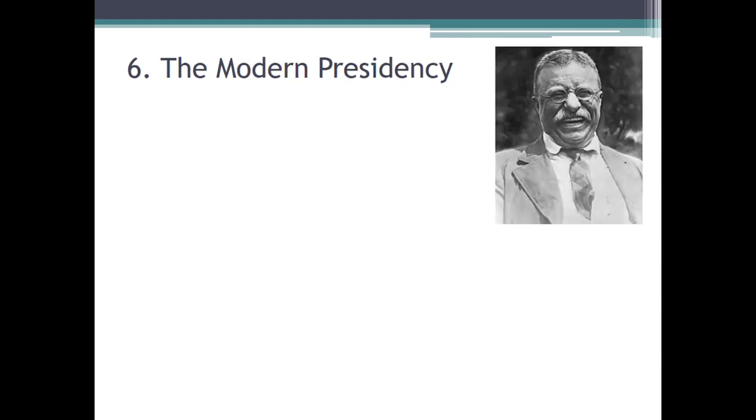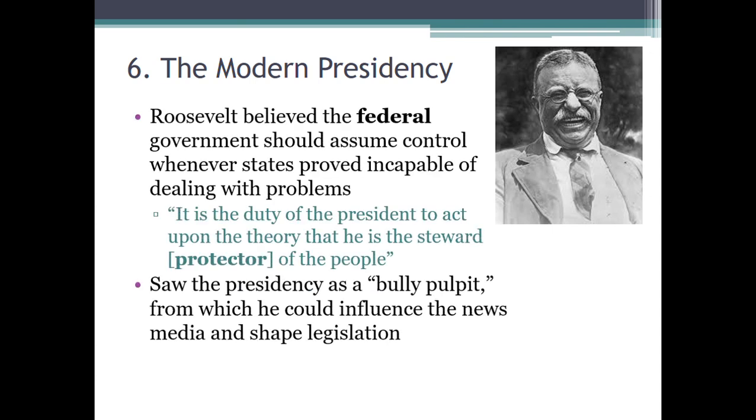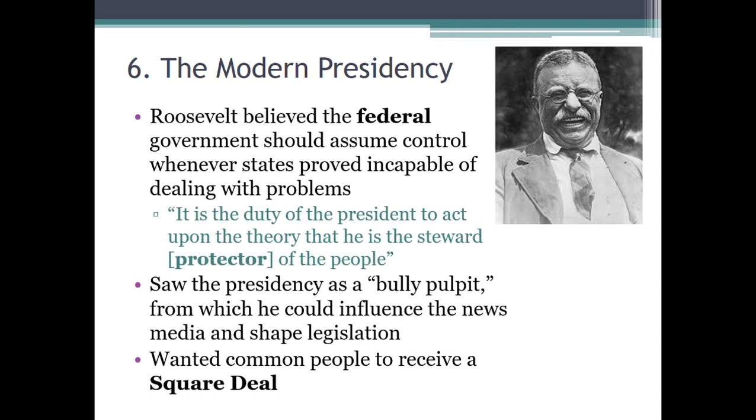Famous face he has. Part B of that question says, how did he think the president and the national government, or what role should the national government fulfill? So he thought the president should be the steward or protector of the people. And he thought the government should do things to protect the public, should take over if states are incapable of dealing with problems.